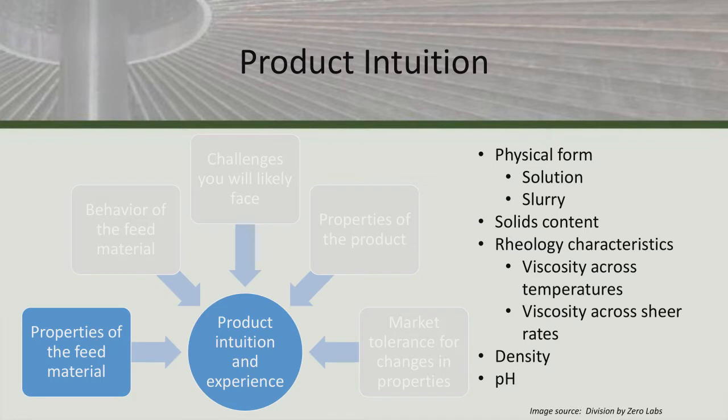Let's start with the properties of the feed material. These are things like the physical form. For example, is it a solution or is it a slurry? That will have effects on how it is processed. What's the solid content in the feed material? Typically, the higher the content, the better. A 50% solids solution will be cheaper to dry than a 5% solid.